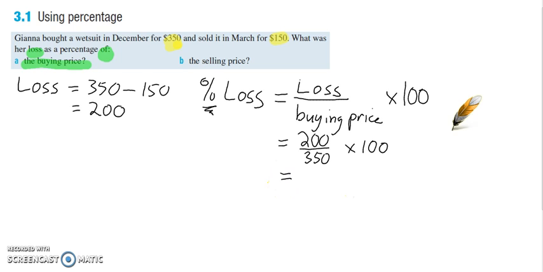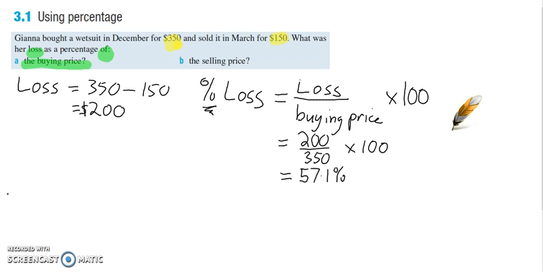So if we put that into our calculator, it is 57.1%. Please make sure that you put the percent symbol at the end. So remember, you do get marked in units, which is why I come back and put the dollar symbol in.